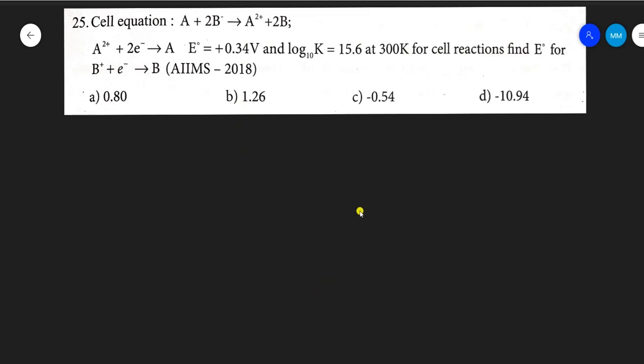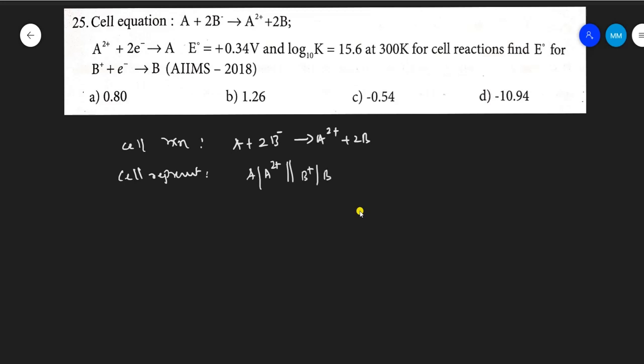The given cell equation is A plus 2B plus gives A2 plus plus 2B. So the cell representation is given by A is oxidized to A2 plus and B plus is reduced to B. E cell is given by E of cathode minus E of anode. Or you can write the E naught value of cathode is E of B plus by B minus E of anode, A2 plus by A.